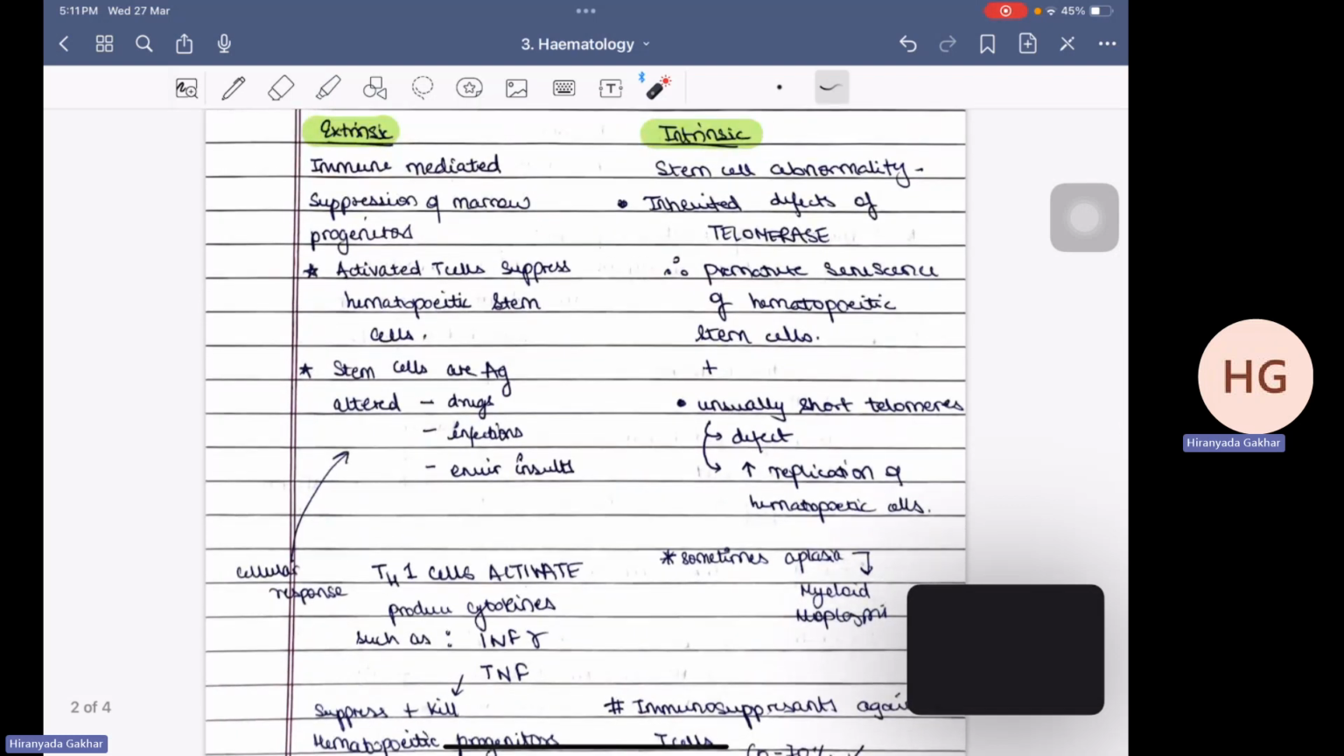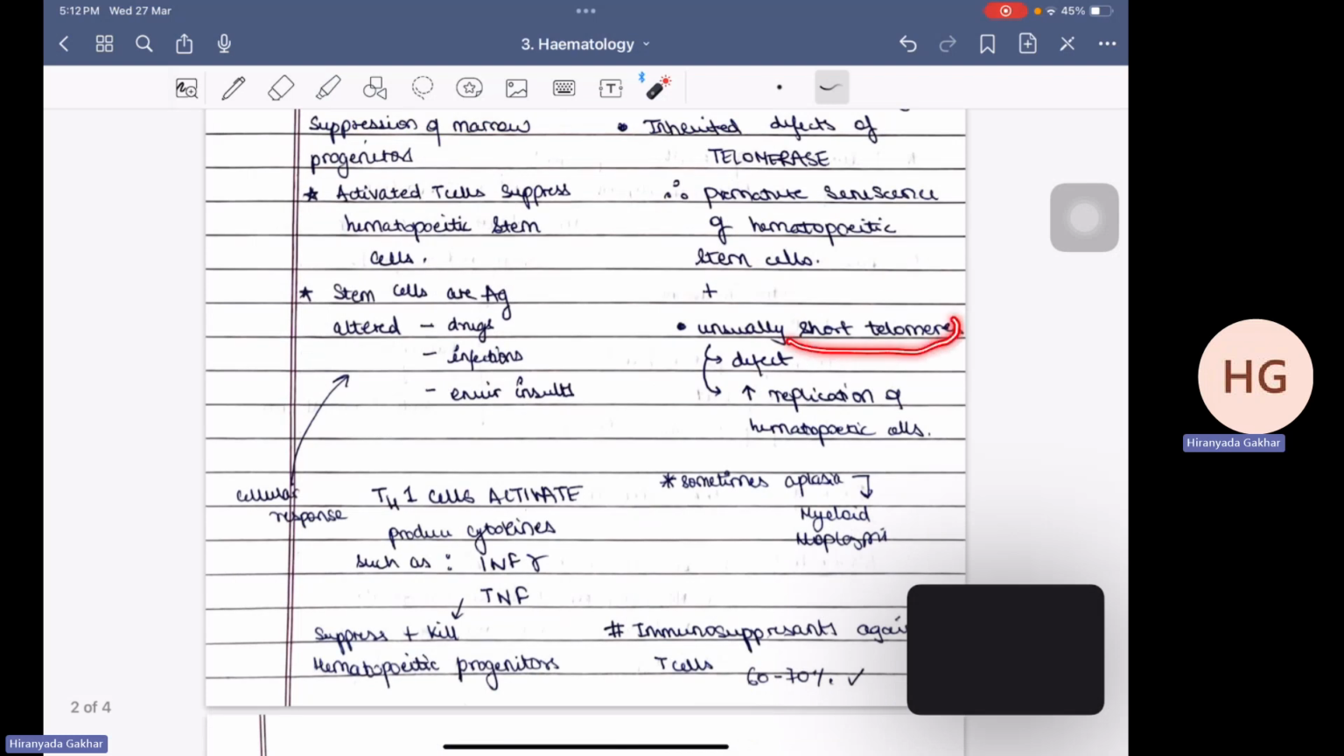So this is about the intrinsic. The intrinsic one is due to an innate stem cell abnormality. It can be due to some inherited defect of the telomerase. So that means that there is premature aging of the hematopoietic stem cells, or it can be due to short telomerases. Now, telomerase is again, as I mentioned before, associated with aging. So there will be a defect, the aging will be faster, and because of that, the hematopoietic progenitor stem cells are damaged.